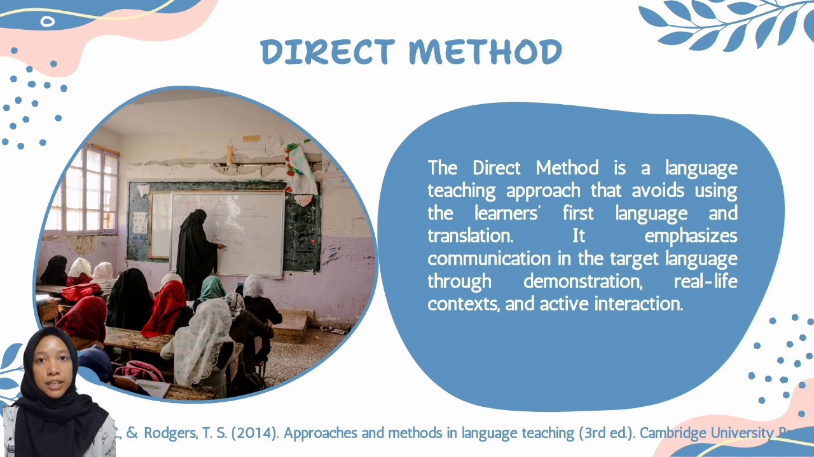New vocabulary is not translated but explained directly with real objects, pictures, gestures, or situations. Grammar is not taught by giving rules first but through examples, so students discover the rules by themselves. For example, instead of saying we add s for third person singular, the teacher just gives examples like I eat rice, she eats rice, and students will notice the pattern.